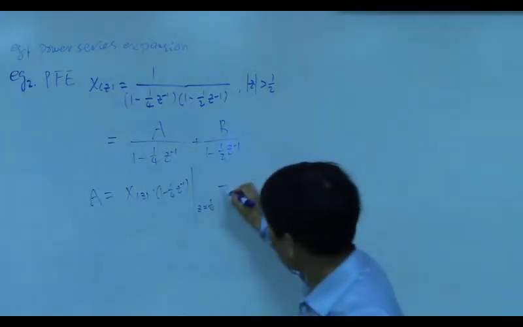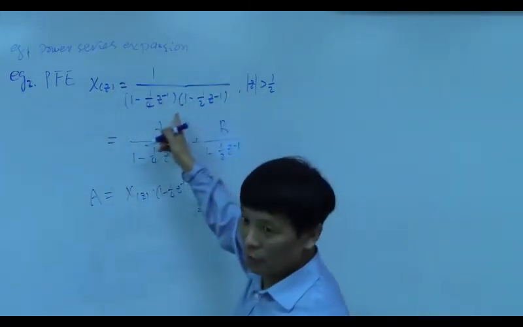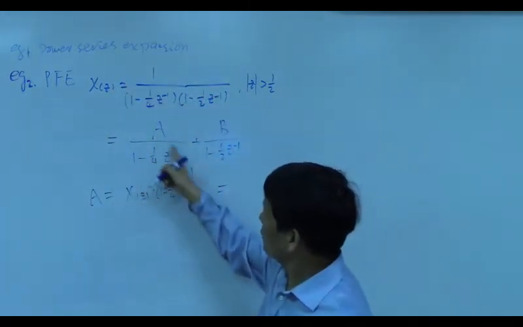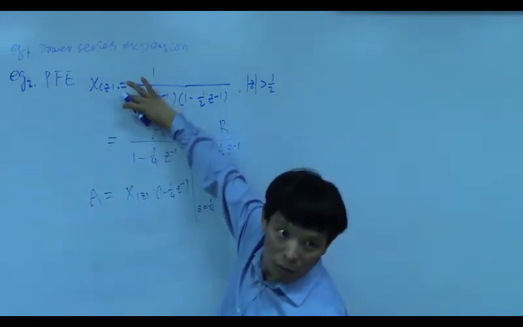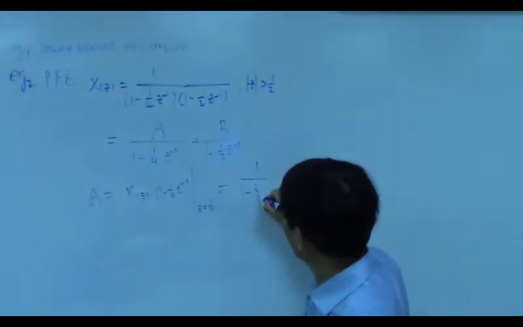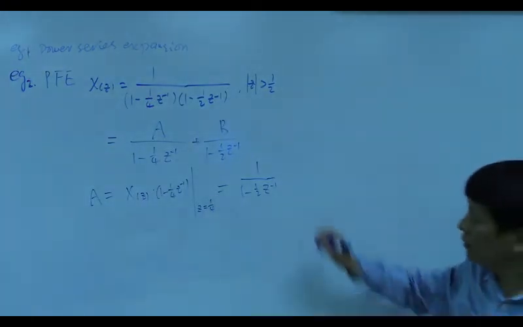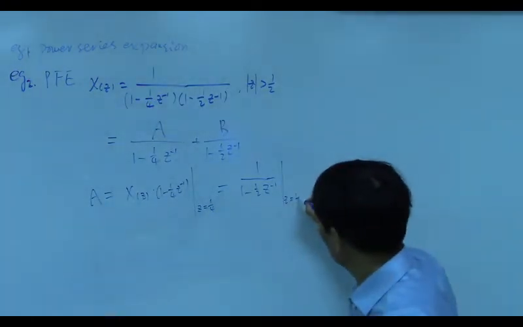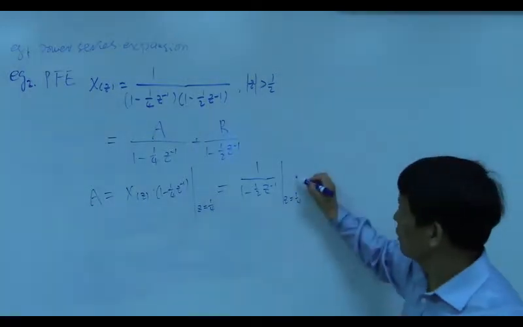So now what is this? X(z) is this one here. We multiply by this part, which is this, so this part is gone. So we have only 1 over (1 minus half z to the negative 1), and we let z equal a quarter. Then you plug this one in here, so this one equals 2.